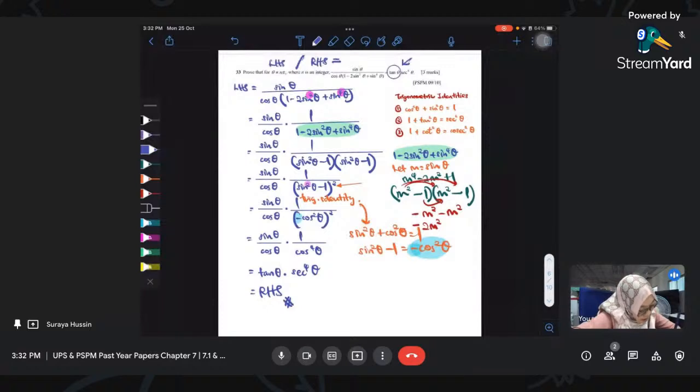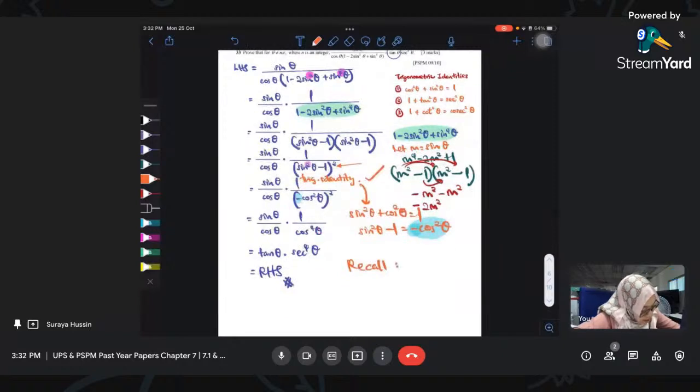You have to recall the trig identity, and you must recall that secant theta is equal to 1 over cos theta. So if it has a square here, you must put square also. If it has a cube there, cube also on the cos. You have to figure it out yourself. If here is 4, here also 4. So yeah, that's it. That is how you prove your question 33.